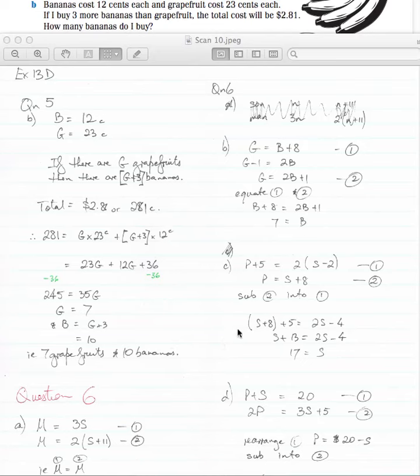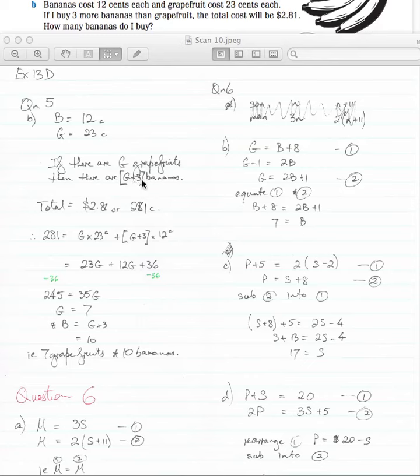I'm going to work through the examples here, and I'm going to display the question at the top. Bananas cost 12 cents and grapefruits cost 23 cents. Okay, so let's get the information down that you know to start with. Bananas 12, grapefruits 23. Now we've got to look at the number of the different fruits. Now if I buy 3 more bananas than grapefruits, well then I know down here that there are G number of grapefruits. So just pick a letter, it could be N, but I've used G for grapefruits.